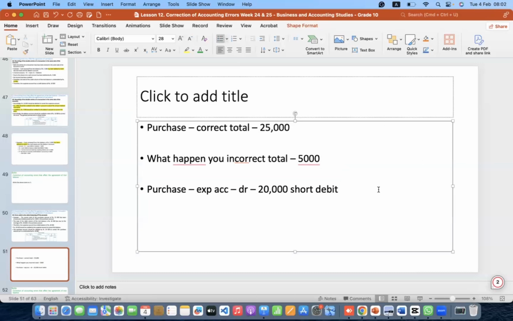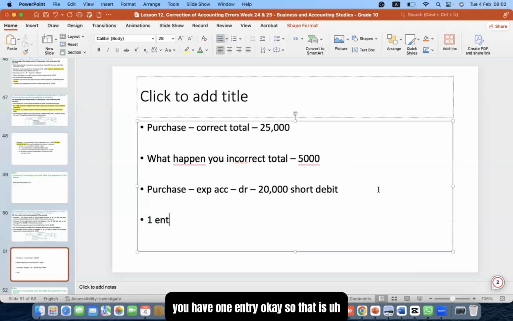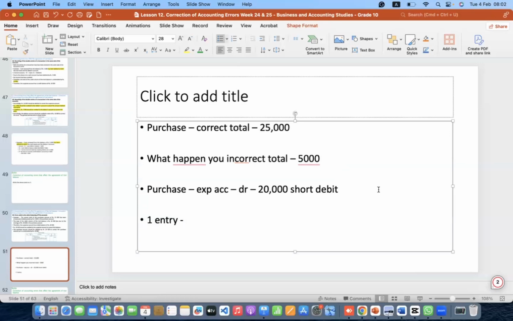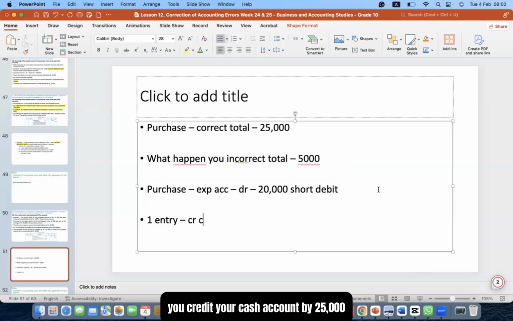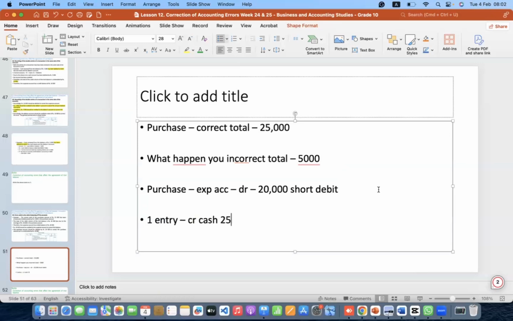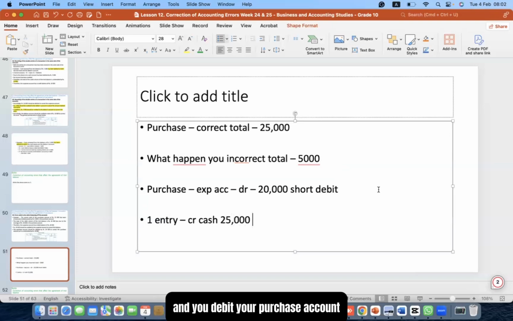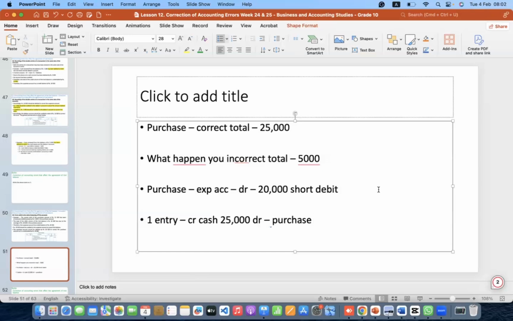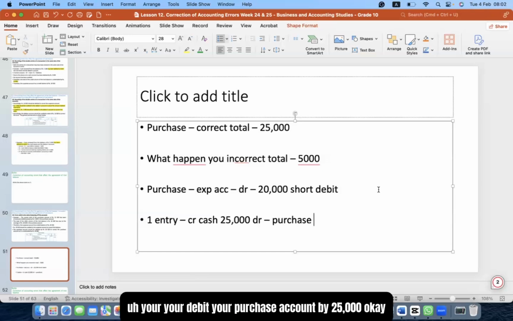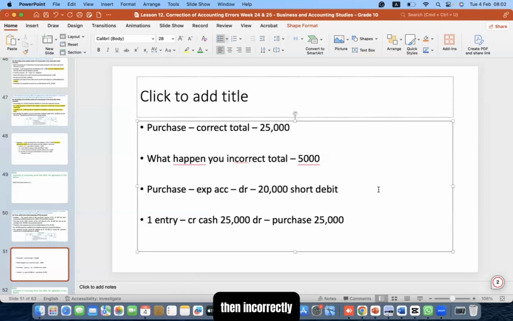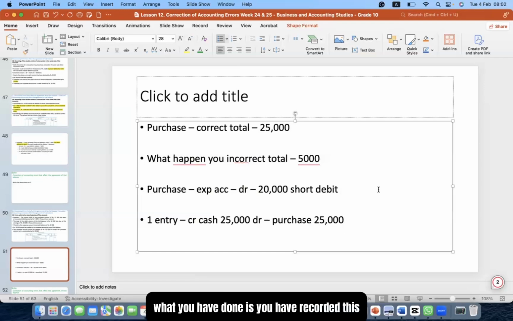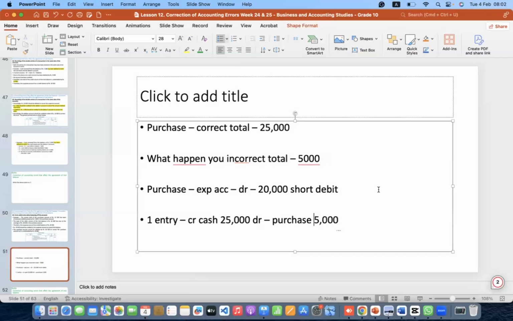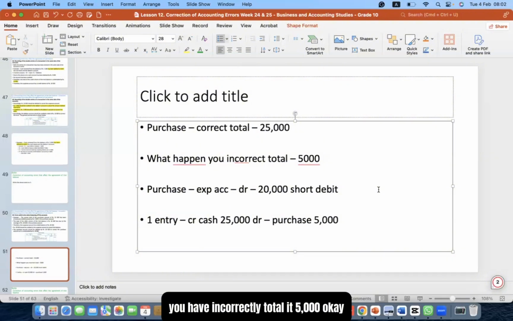Now let's say you have one entry. You credit your cash account by 25,000 and you debit your purchases account by 25,000. Now this is what is happening. But incorrectly, what you have done is you have totaled it as 5,000.